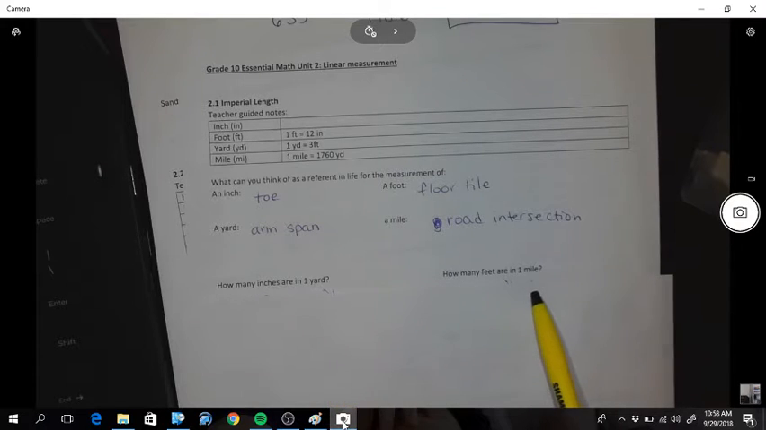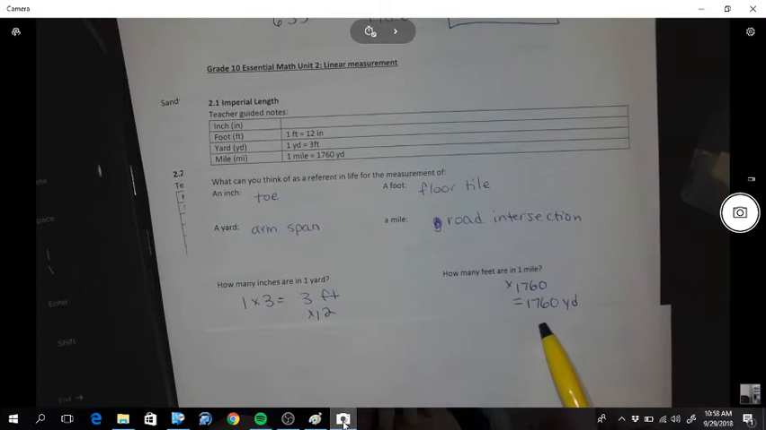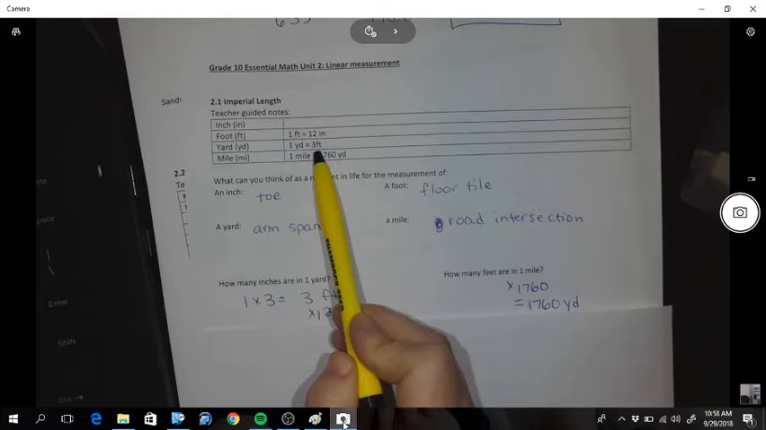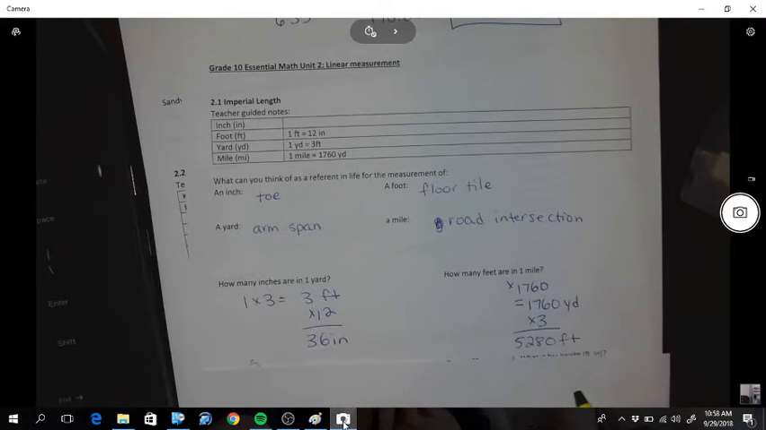Okay, how many feet are in 1 mile? So I go up here, 1 mile is 1760 yards. So I times it by 1760. Now I go back up, yards to feet, I have to times by 3. So I times by 3 and my total is 5,280 feet.